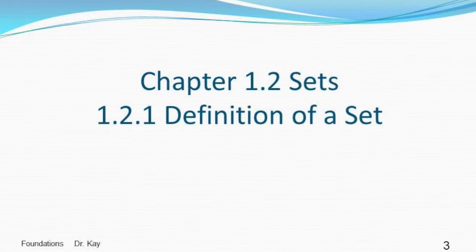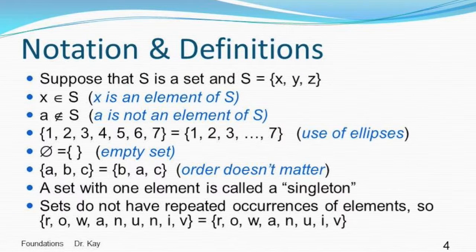So 1.2.1 has the definition of a set. I'm going to assume you already know what a set is, but let's suppose that S is a set and S is this set XYZ. We use this little element notation to say X is an element of S. I'll use a line through that little element symbol to say A is not an element of S, right? We can also, of course, use these ellipses to indicate that there are things missing in the set that we just want to include following the pattern.